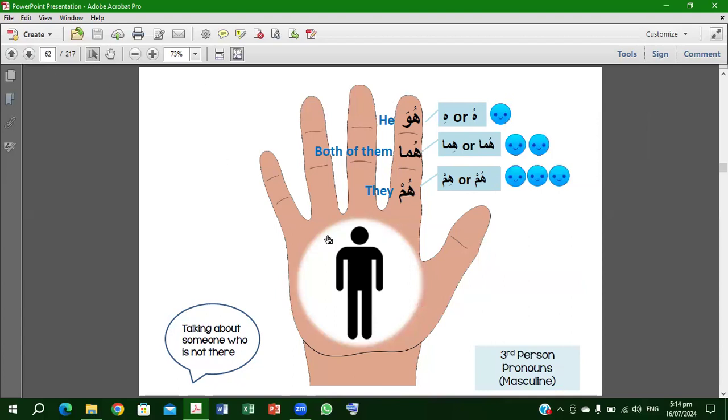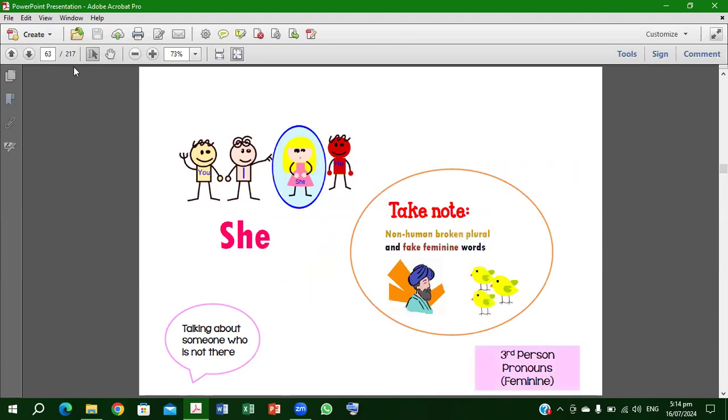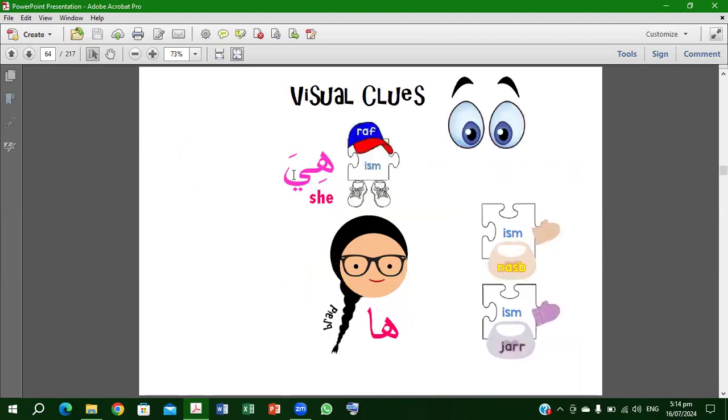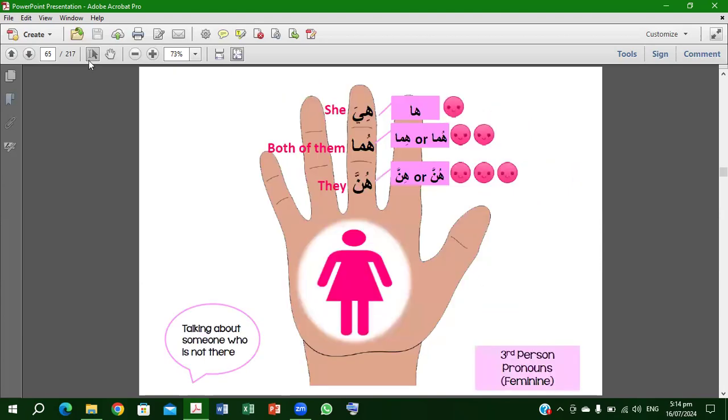This is for male. You can see this is a male picture, right? Huwa, huma, hum. Huwa means he, one person. Huma means they both. And hum means they all. For girls it is hiya, and the ha is the attached pronoun. So hiya, huma, hunna, this is for girls. Huwa, huma, hum was for male, and hiya, huma, hunna is for female.